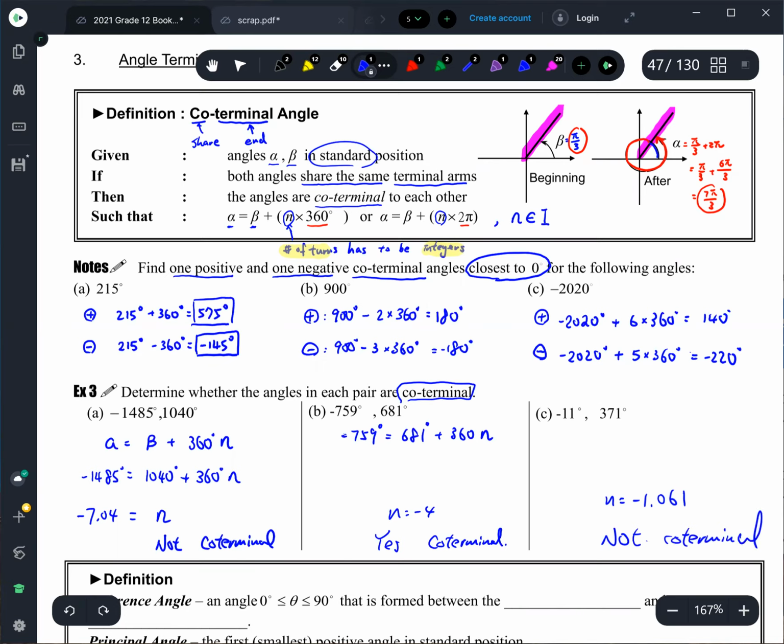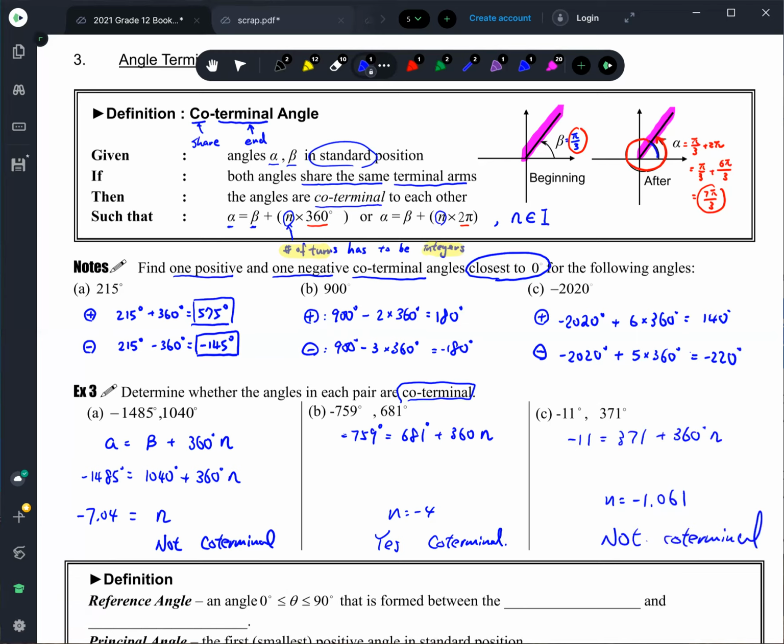Okay, so if we plug it in, -11 equals 371 plus 360n. You solve for n, you should get a negative number. So it takes more than 1 turn in the negative direction to reach -11 degrees.